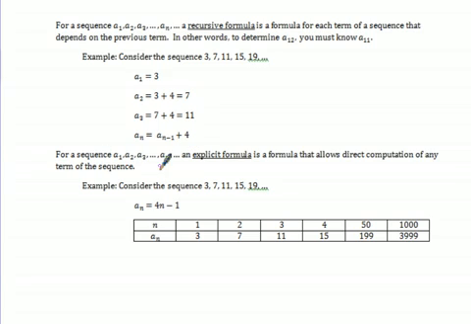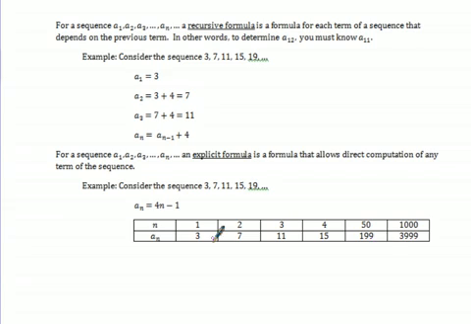Now for this same sequence, we can also come up with an explicit formula. The explicit formula is a formula that allows you to directly calculate any term of the sequence that you want to know. So if we consider this same sequence that we've been dealing with, for n equal to 1, 2, 3, and 4, we know that those terms are 3, 7, 11, and 15. And so the question is, what if I wanted to find the 50th term? How could I find out that the 50th term is 199 without adding 4 50 times to get there?